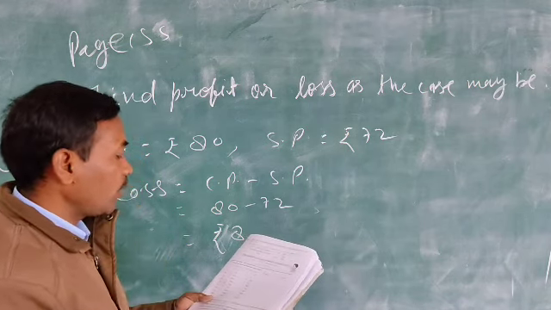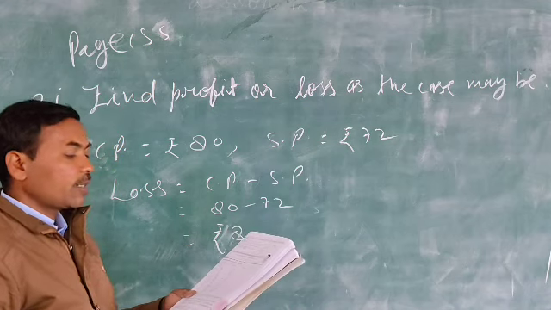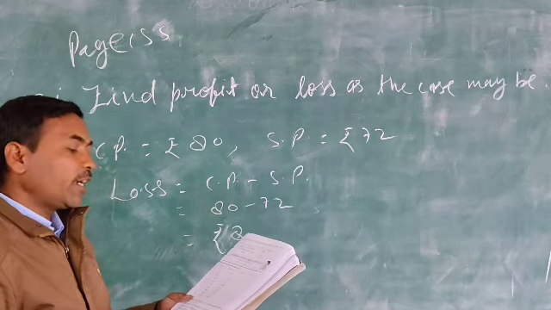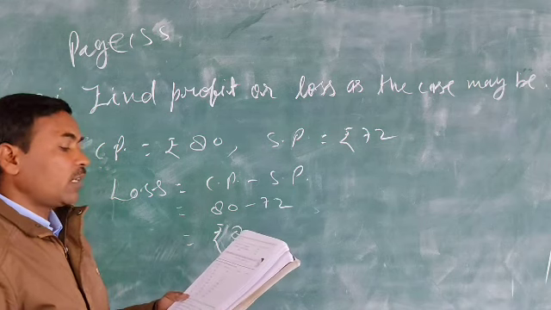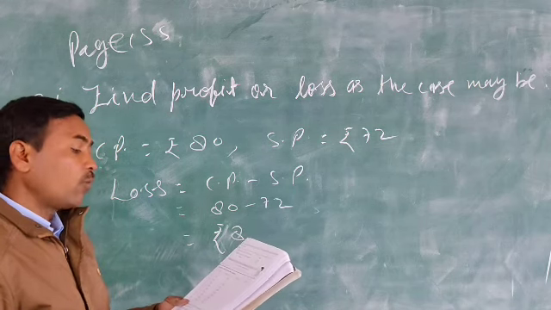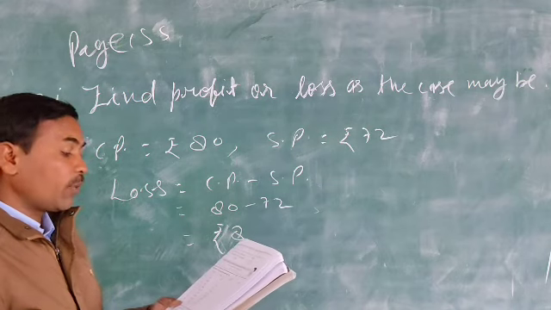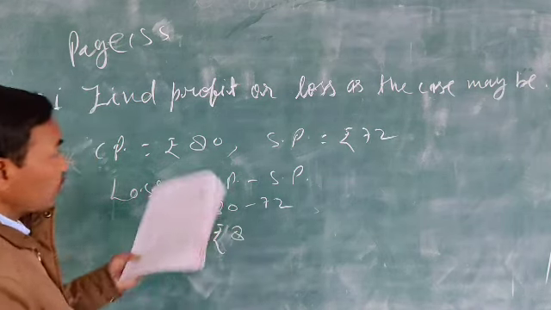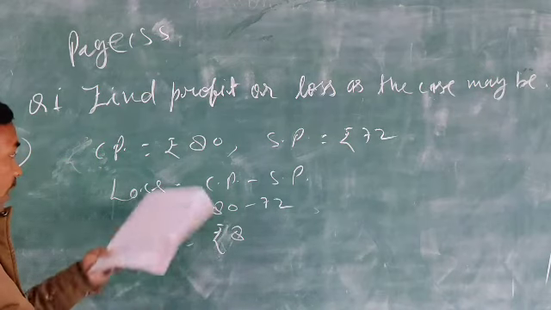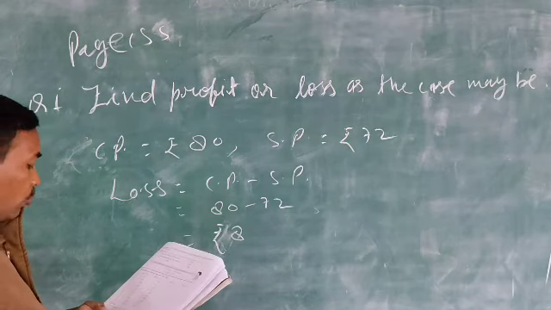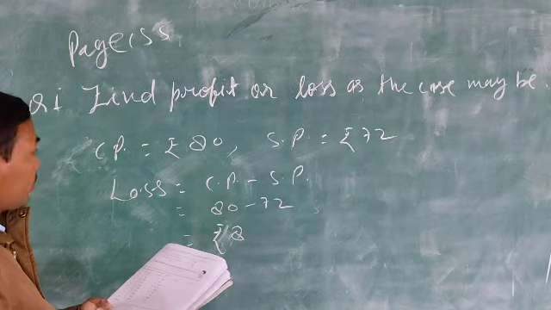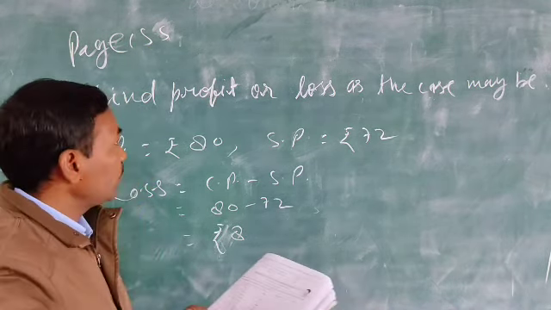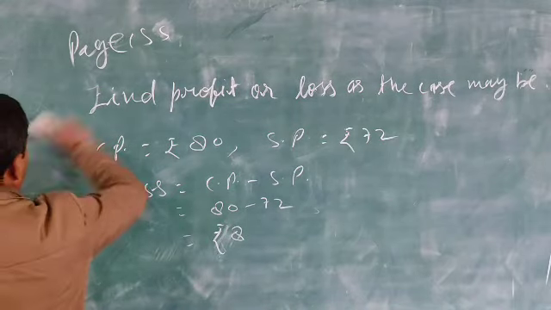Here 3 columns are given. In the first column CP, in the second column SP, and in the third column we are asking whether it is profit or loss. We will write profit or loss. And in the last column we are asking for the amount. Whatever amount the profit or loss is, we will write in that column. So without the columns you can solve like this also. I hope you can do the remaining questions easily. Now I am going to do the problem solving, second one, on the same table.